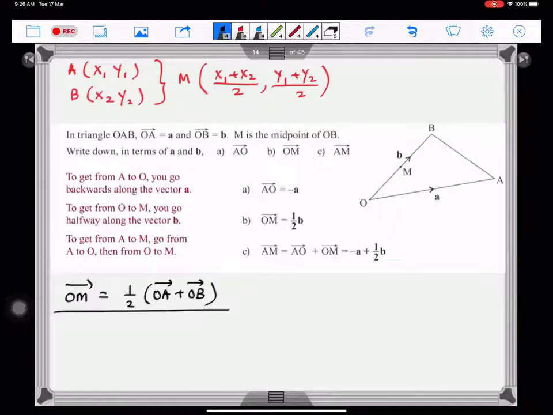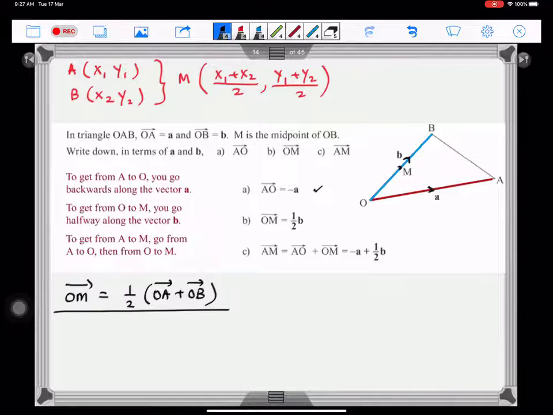Now, they're asking the following. They have given us OA is A and OB is B. So this is A, this is B, M is the midpoint over here. And then it says, find AO. AO is minus of OA, which is minus A, makes sense. Then find OM.